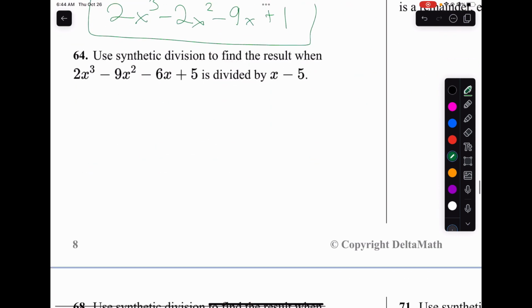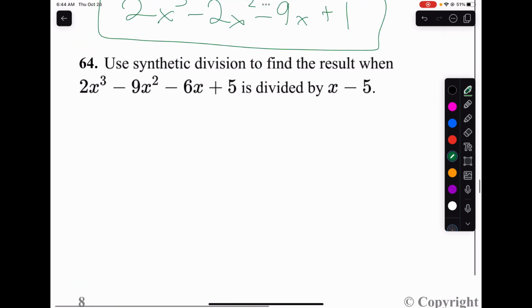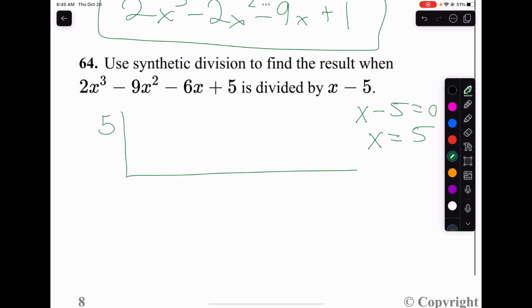All right, let's do another one. So we're going to go ahead and set this equal to 0. Our root is 5. We take all of our coefficients here. So we're going to go 2, negative 9, negative 6, and 5. I don't skip any terms because I go 3, 2, 1, none.